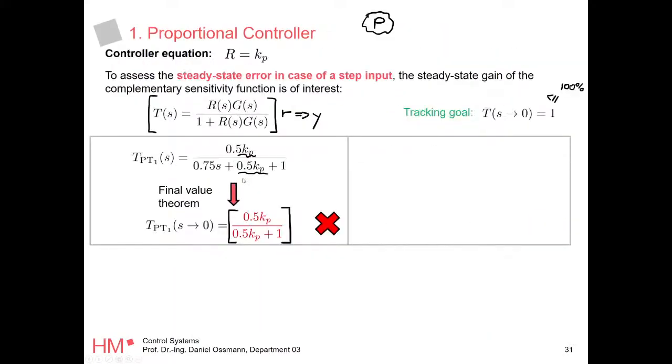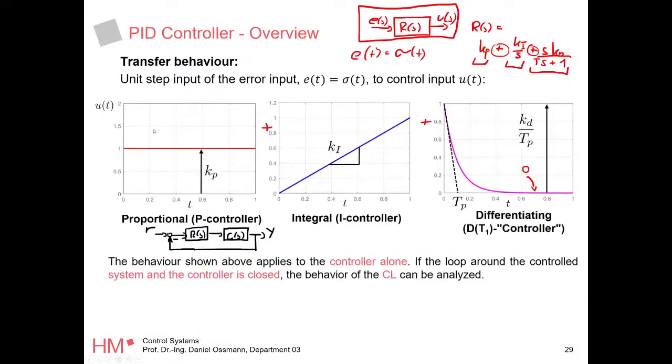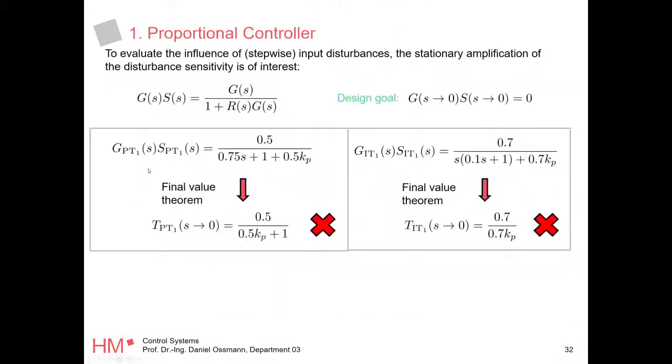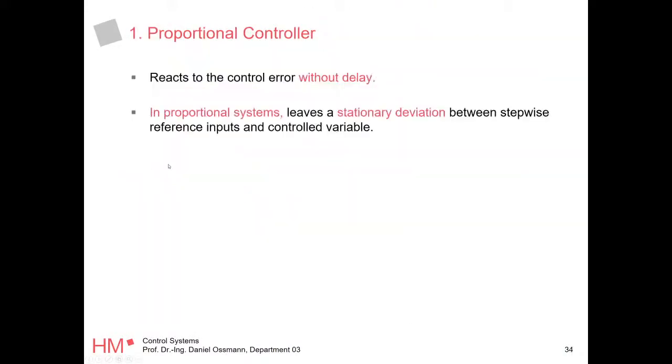It reacts to the control error without delay, right? This is what you've seen here. I'm going to go back a couple of slides. Here, there is no delay, no lag in there. It immediately reacts because it's just a proportional gain. If you have a proportional system, it always leaves a steady state deviation. It will never get to 100%.